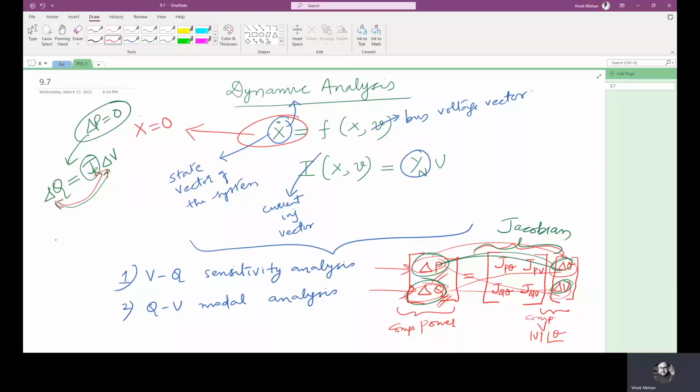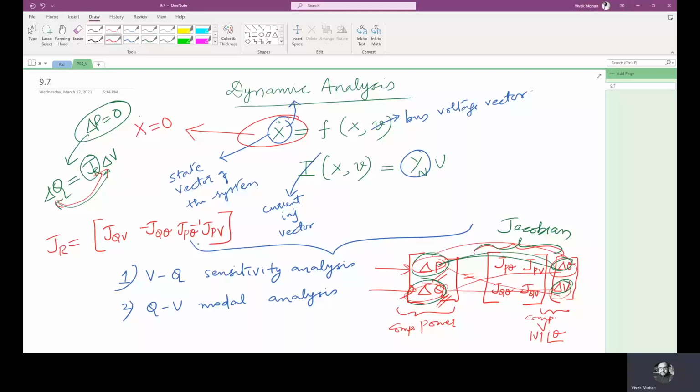Now JR equals JQV minus JQ theta, JP theta inverse, and JPV. So JR is the reduced Jacobian matrix of the system.